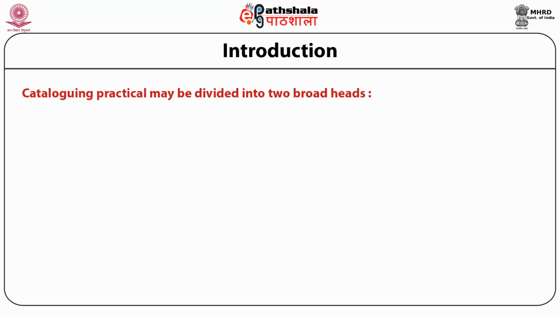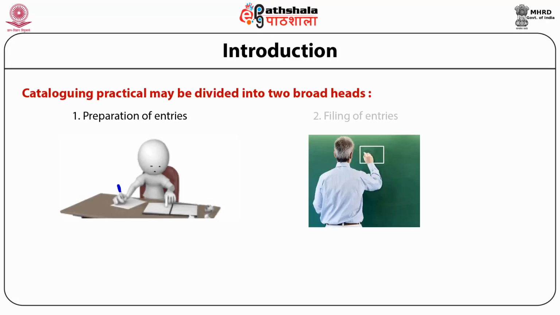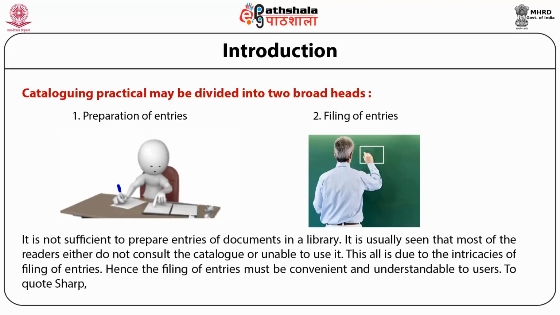Introduction. Cataloging practical work may be divided into two broad heads. First, preparation of entries. Second is filing of entries. It is not sufficient to prepare entries of documents in a library. It is usually seen that most of the readers either do not consult the catalog or are unable to use it. This is all due to the intricacies of filing entries. Hence, the filing of entries must be convenient and understandable to users.